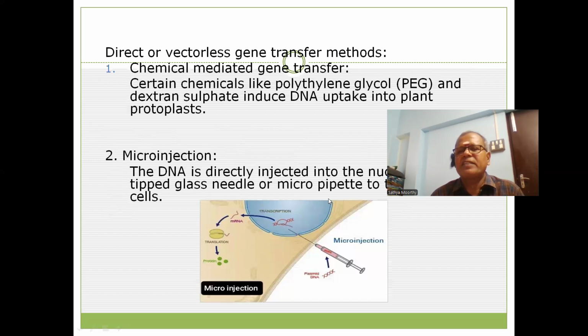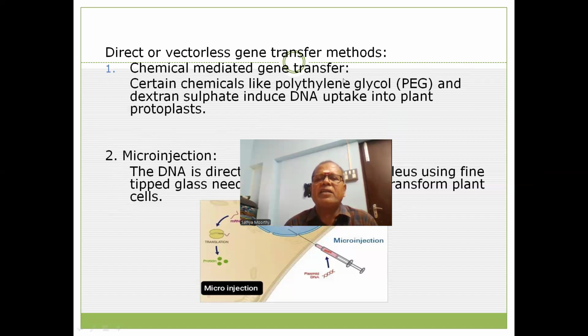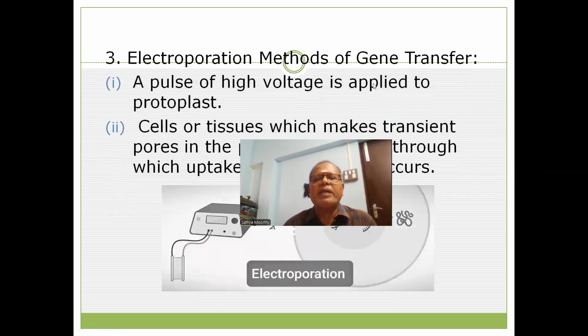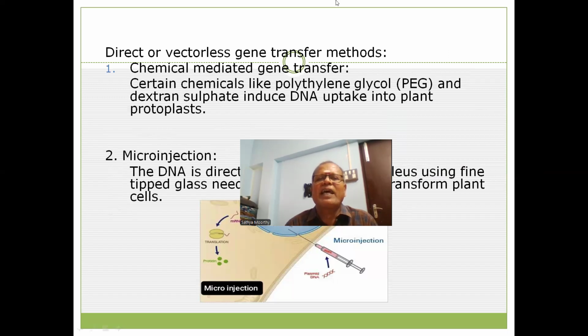First is vectorless transfer. The first one is chemical-mediated gene transfer. So vectorless chemical-mediated gene transfer is the first one. For this process, we are using two chemicals. One is polyethylene glycol and another is dextran sulfate. It induces the plant protoplast to take DNA.